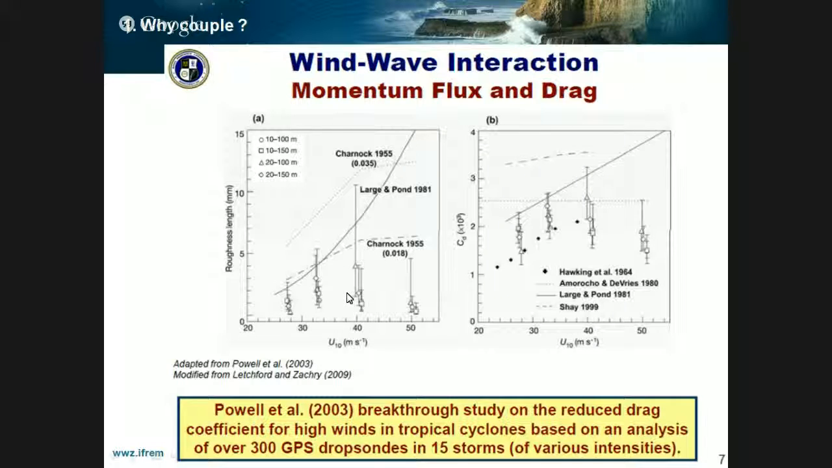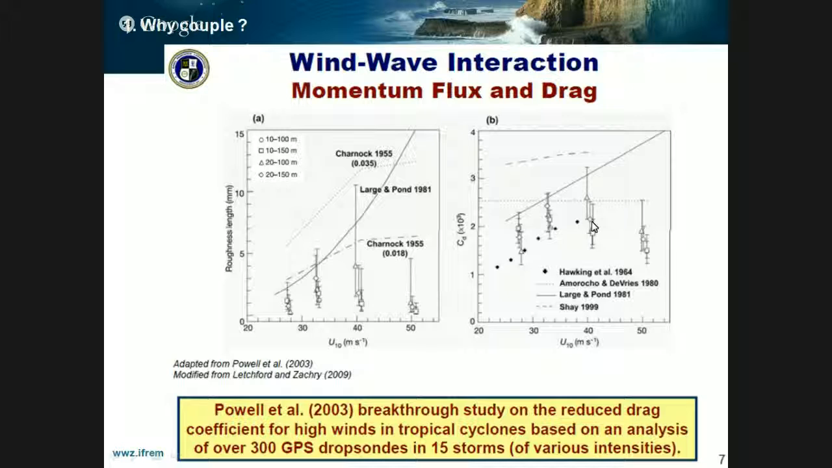And some will give you pretty high values at high wind speeds. So this large endpoint extrapolation from 1981 is completely unrealistic compared to the measurements. And this is a drag coefficient that corresponds to this roughness length. And so most of the observations tend to show that the drag coefficient doesn't go above 3 times 10 to the minus 3. So CD times 1,000 is less than 3.